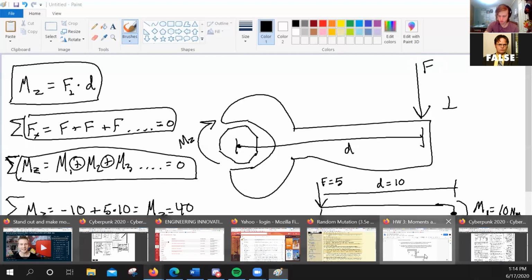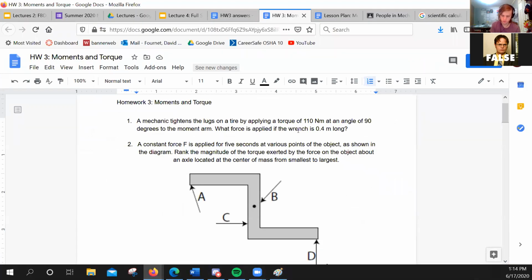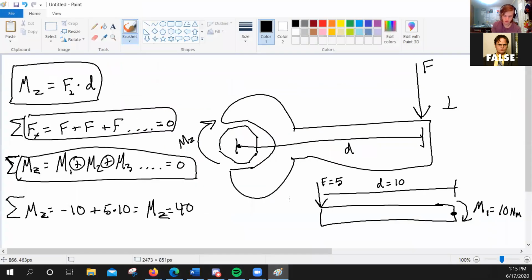Let's see, homework. So the first one, we have a guy tightening some sort of lug, and he's applying a torque, which torque and moment are basically the same thing, of 110 Newton meters. It's at an angle of 90, which means it's perpendicular. The moment arm is the distance. So what force is applied if the wrench is 0.4 meters long? So basically, it's nearly the exact same as what we did here.